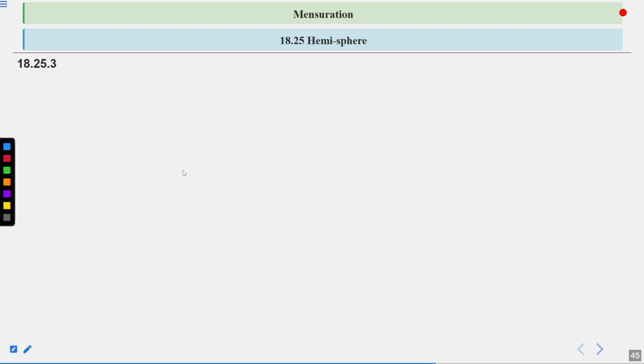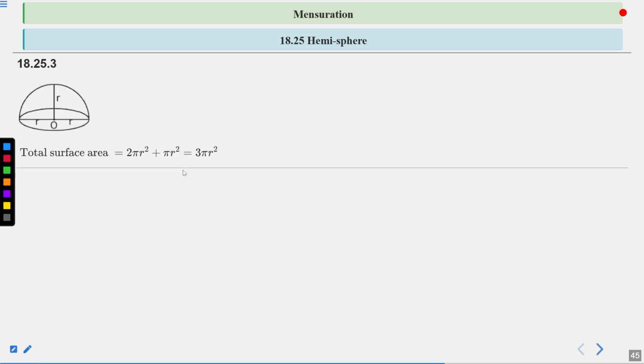Next one. So 18.25.3 of the hemisphere. So this is the diagram. We can calculate the total surface area, which equals 2 pi r square plus pi r square. So it will become 3 pi r square, the total surface area of the hemisphere. Next one.